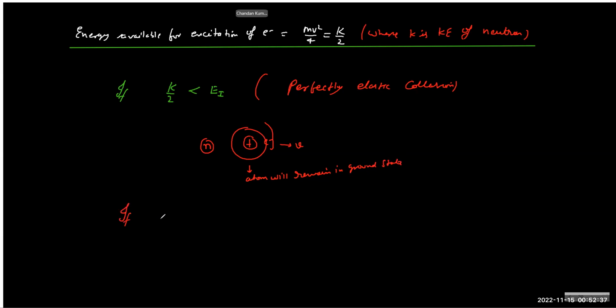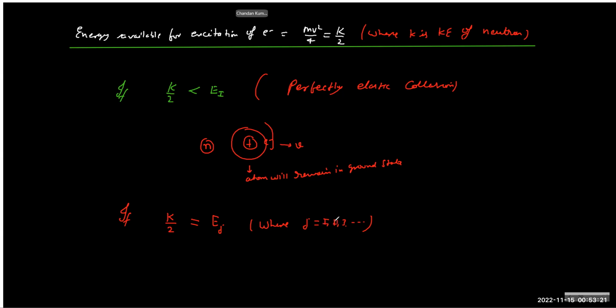Now the case 2. Let's say if K/2 is exactly equal to any excitation state, I can say E_J, where J means 1, 2, 3. If it is exactly equal, then what will happen? All of the energy will be consumed by the electron and it will go to that level of excitation.